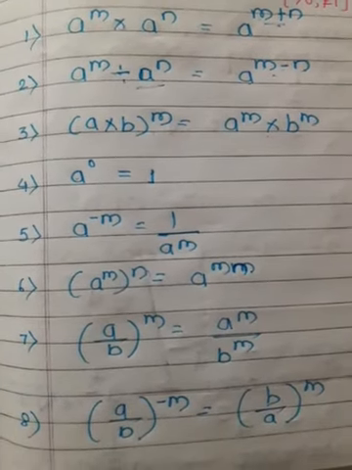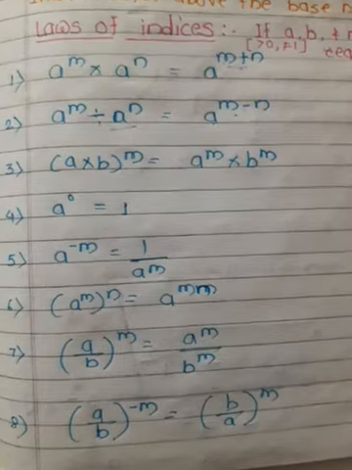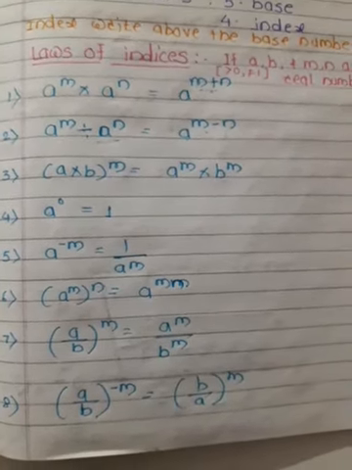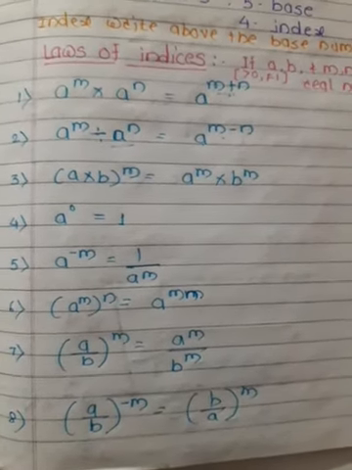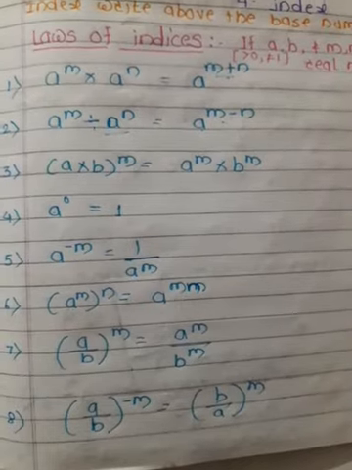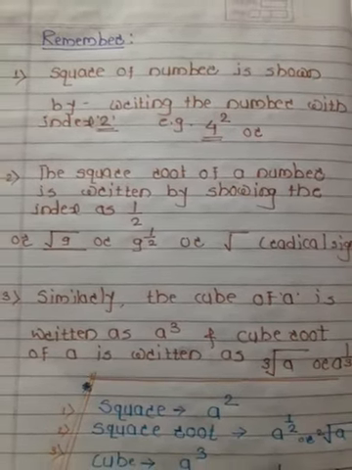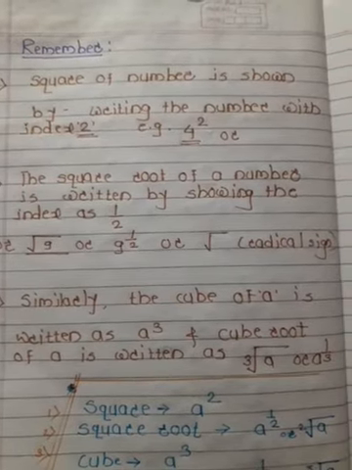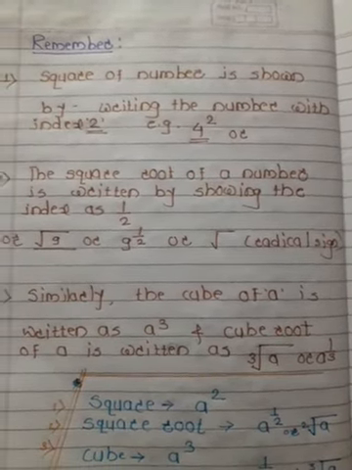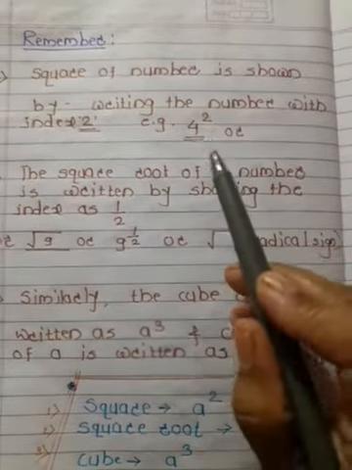Okay. These are some laws of indices. With the help of these, we can solve the problems. Always remember, the square of a number is shown by writing the number with index 2.